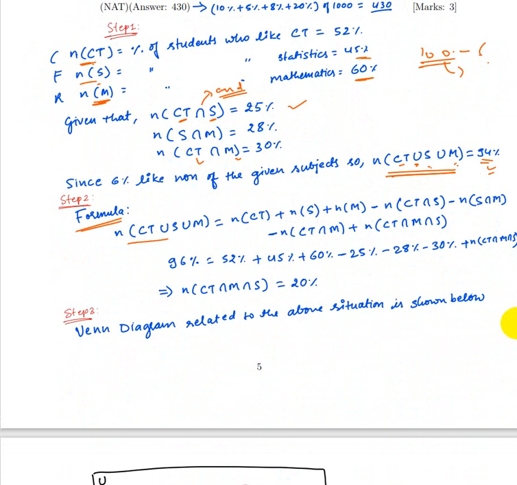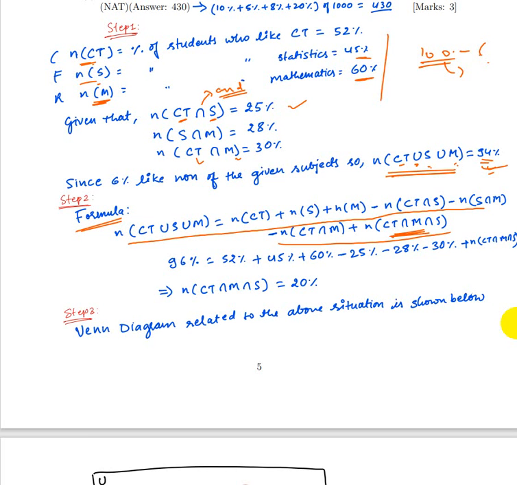This formula is a very basic one, and this is given in the set theory video. So this formula says that n of CT union S union M will be n of CT plus n of S plus n of M minus their intersections. All the intersections will get subtracted, and at last the intersection of all three will get added. Okay, so we'll just put the values which we have got from here and here.